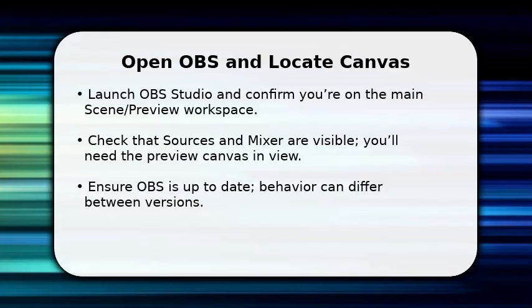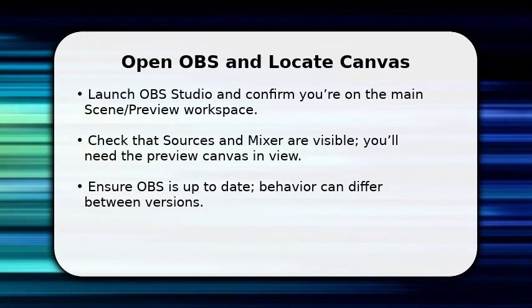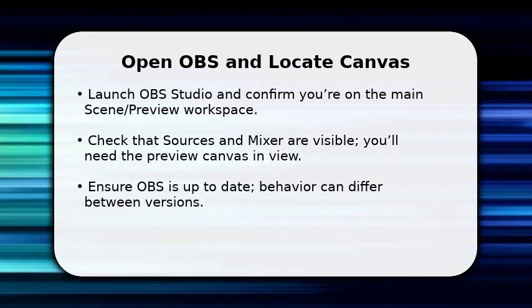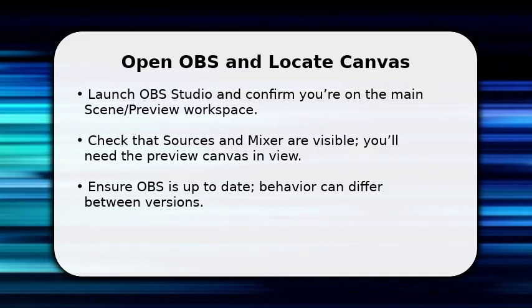You'll start inside OBS, so open it and focus on the main canvas where scenes render. First, make sure the preview area is visible. This is where the disable control lives in most builds. Once done, pause any active recording or streaming to avoid accidental output changes. Also check that sources are correctly configured so you're adjusting the right preview.